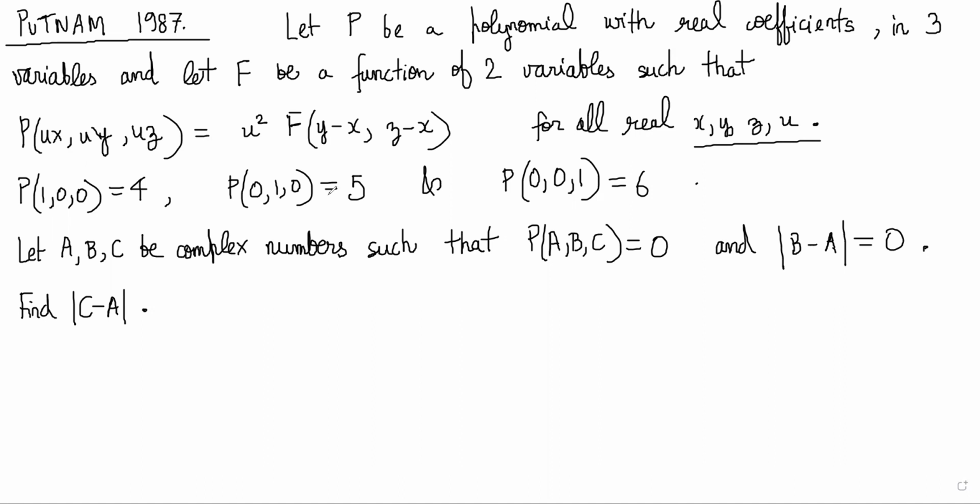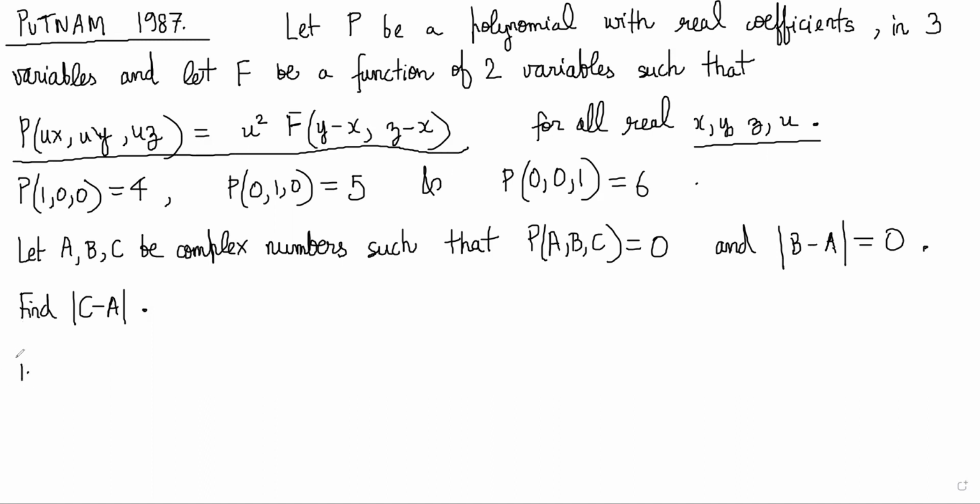And finally, the question says that if A, B, C are complex numbers such that P of A, B, C is 0 and mod of B minus A is 10, we have to find out mod of C minus A. So basically, you can approach this problem only if you are able to understand the nature of P and F and the connection between the two, right? So let's begin by looking at first this relation P of ux, uy, uz is equal to u square f of y minus x, z minus x, and try to get some conclusions from there.